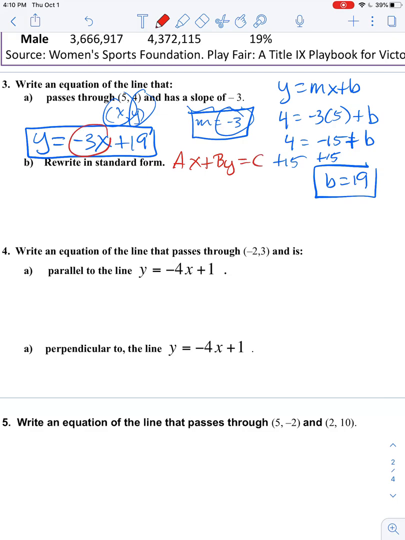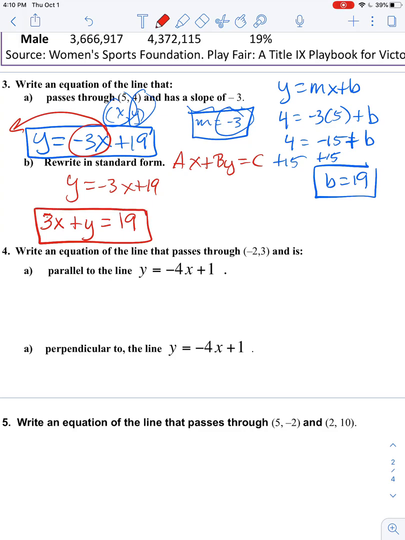Well, keeping in mind that standard form has the x term, then the y term equals the constant. That means this needs to move over. Since it's a -3x, I would just add it to the other side. So if I start with y equals -3x plus 19, I'd move that over to become a +3x, plus the y that was already there, leaving me with the constant of 19 on the right.